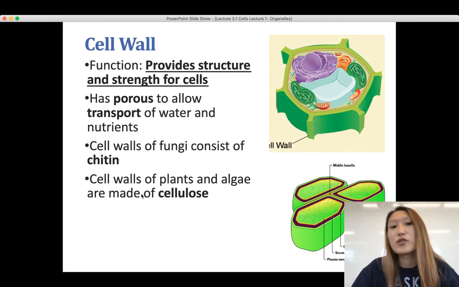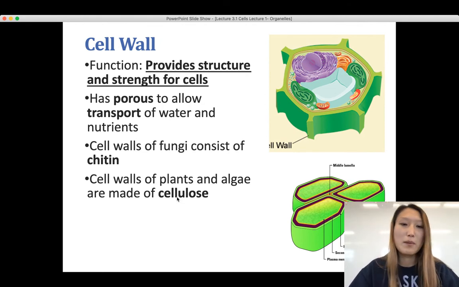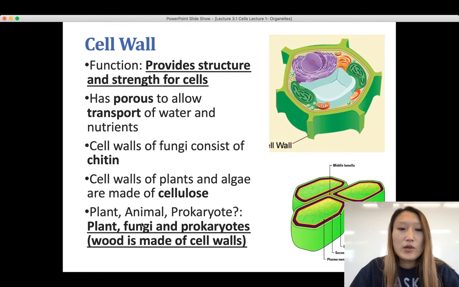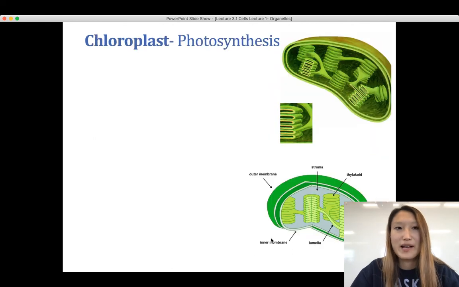But anyway, all you have to know is that cell walls of plants and algae are made out of cellulose. But I'm giving you a little more information on why cellulose is an important word for you to remember, okay? Who has it? Plants, fungi, and all the prokaryotes have it. Some protists have it as well.